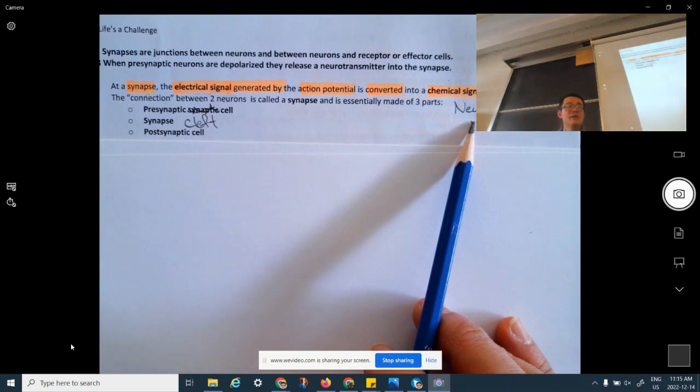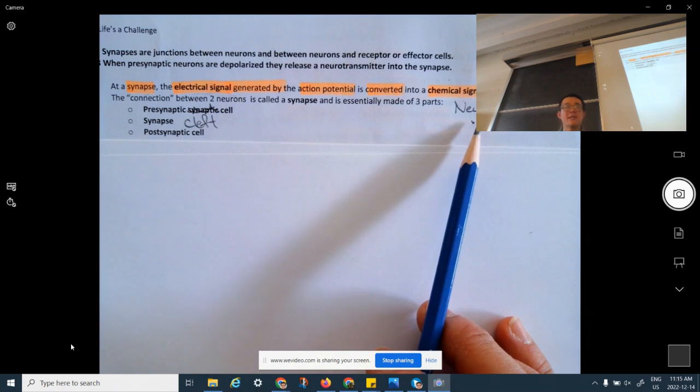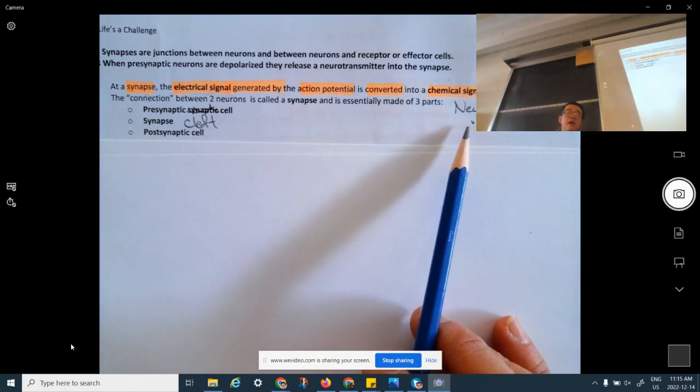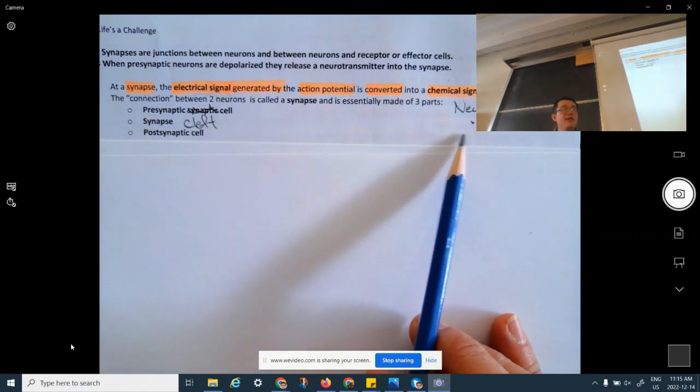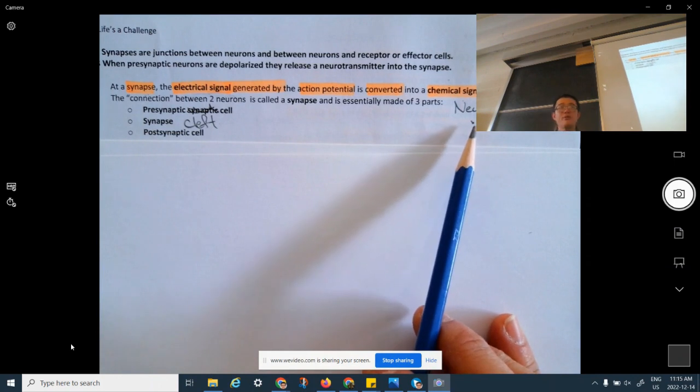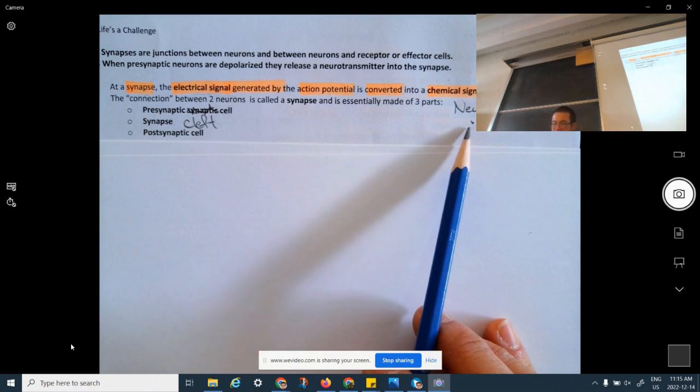There are hundreds, probably more than hundreds now, because the textbook I was looking at yesterday was relatively old. There are hundreds of chemicals which either we know for sure are neurotransmitters, or we suspect they are neurotransmitters.